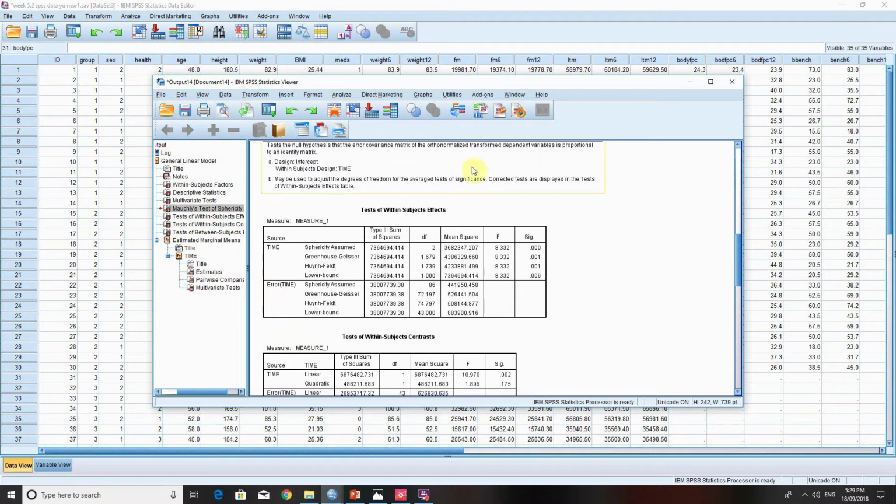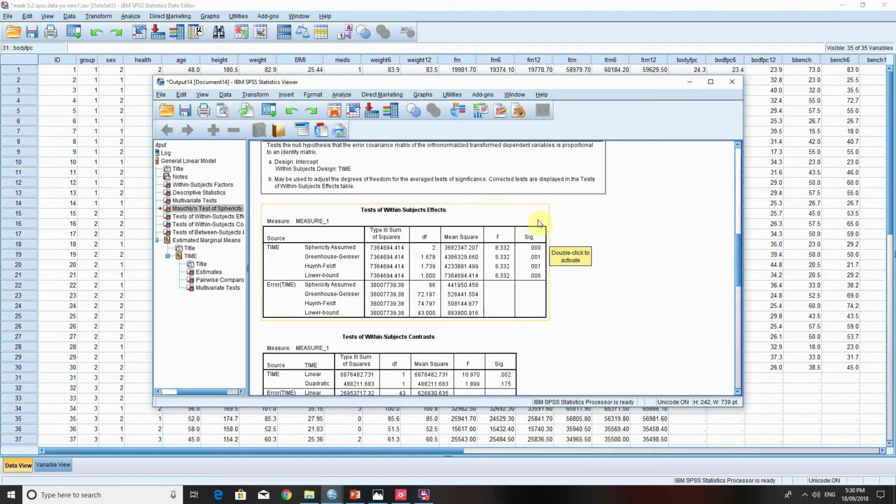So instead of reading from the sphericity assumed row, I'm going to read from the Greenhouse-Geisser row. So for my degrees of freedom, I will be using 1.679 and 72.197, with the F statistic 8.332 and P equals 0.001. So this tells me that over time, over the factor of time, there is a significant difference.